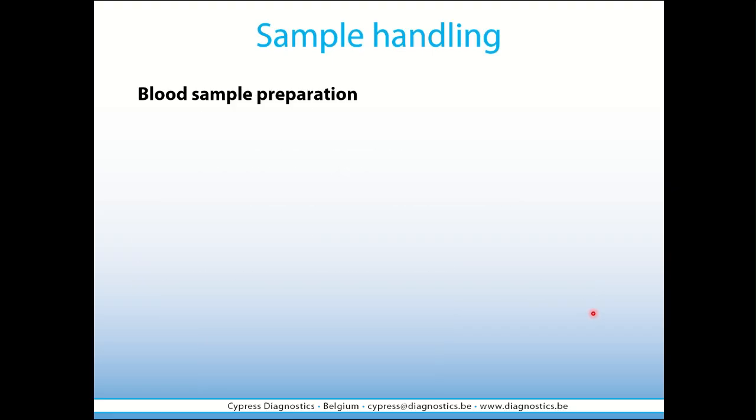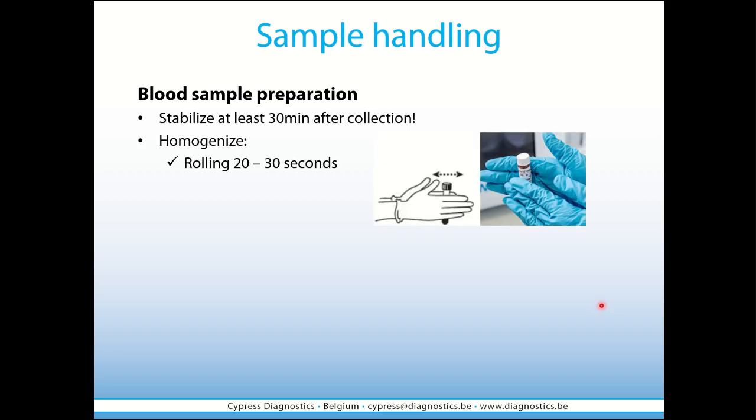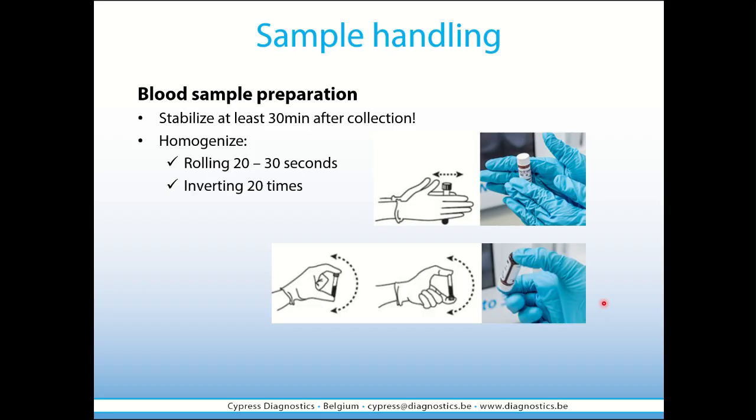Before measurement, it is important to let the sample stabilize at least 30 minutes after collection at room temperature. This is needed for the effect of the anticoagulant to be optimal. Then homogenize by rolling in the hands for 20 to 30 seconds, followed by 20 slow inversions. Never shake the sample and do not use a mechanical shaker. This will damage the cells.